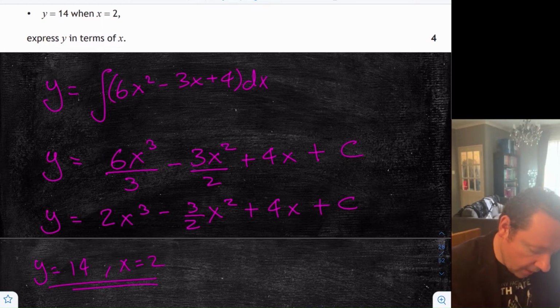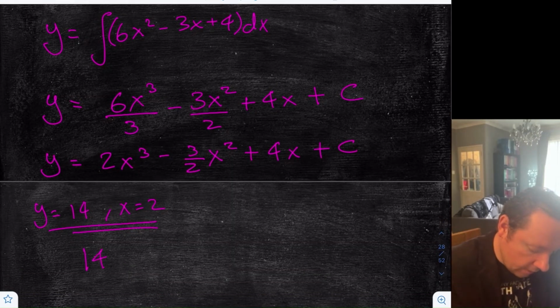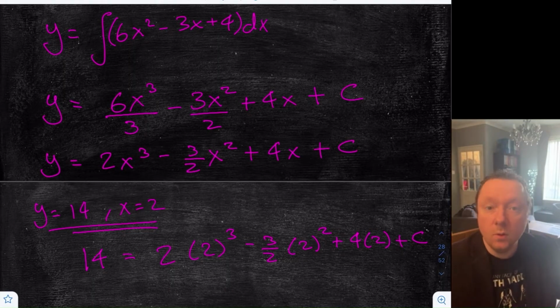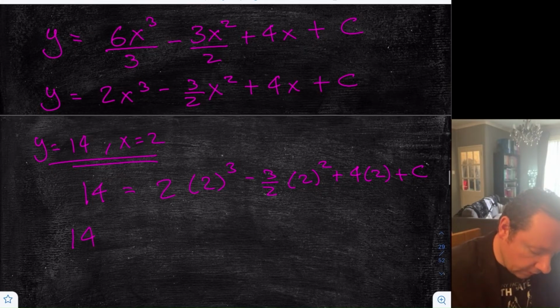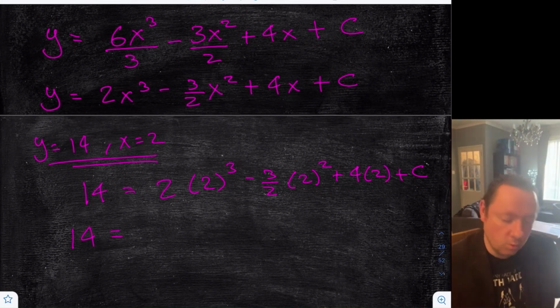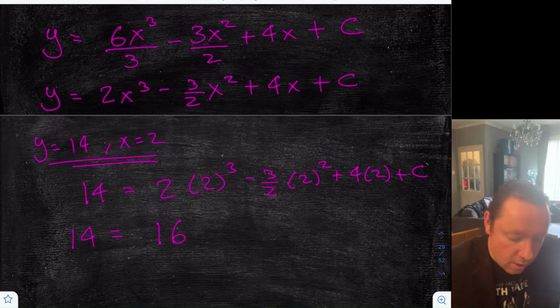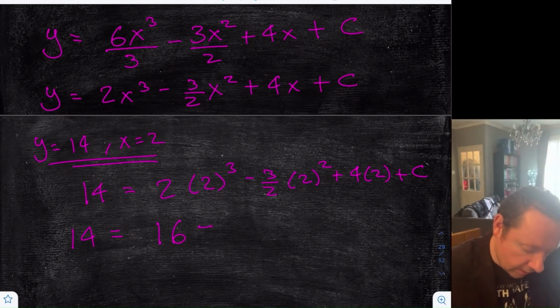So we can sub it in to get 14 equals 2 times 2 cubed minus 3 over 2 times 2 squared plus 4 times 2 plus c. Now this was a non-calculator paper, so you just have to do this all manually. So 14 equals 2 2s are 4 times 2 is 8 times 2 is 16. 2 2s are 4 divided by 2 is 2 again. 2 3s is 6, so that's 6.